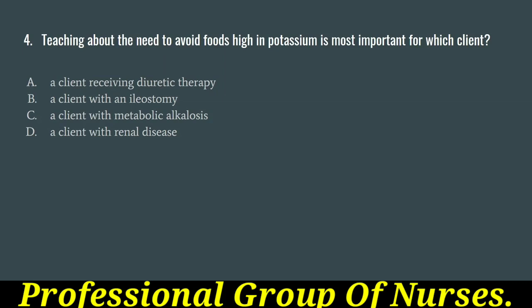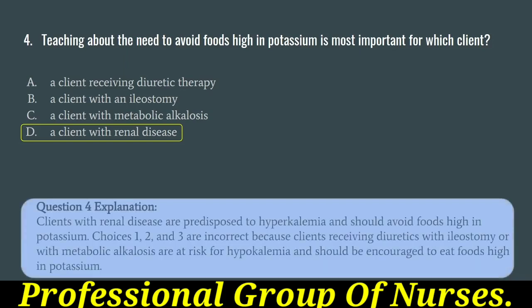Question 4 answer: D. A client with renal disease. Question 4 explanation: clients with renal disease are predisposed to hyperkalemia and should avoid foods high in potassium. Choices 1, 2, and 3 are incorrect because clients receiving diuretics, with ileostomy, or with metabolic alkalosis are at risk for hypokalemia and should be encouraged to eat foods high in potassium.